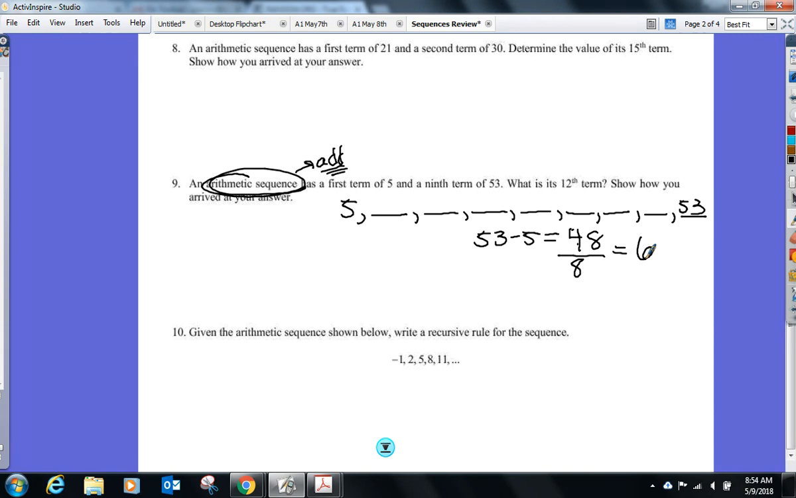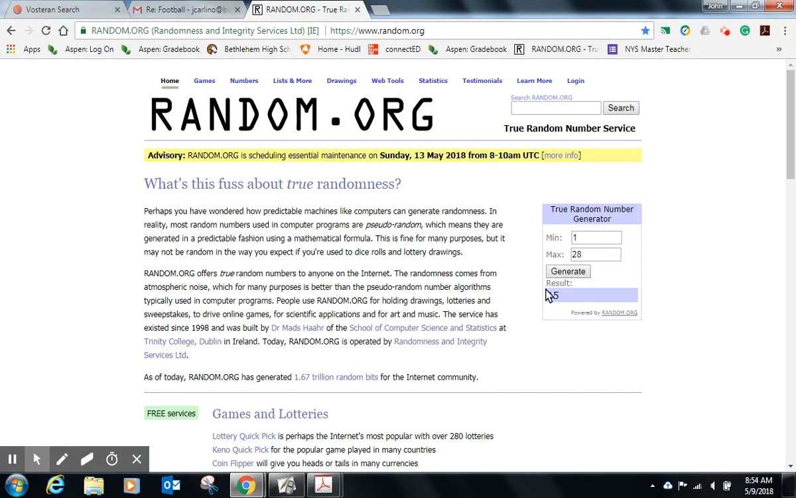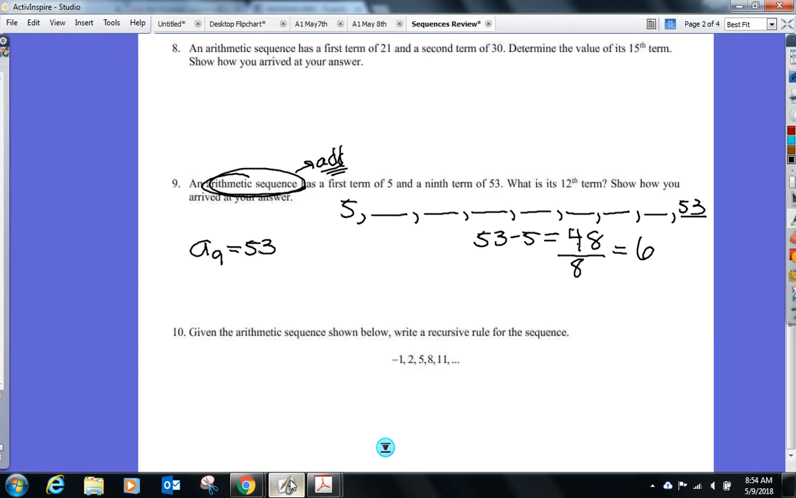Going to add 6 every time. Now can you find the 12th term pretty easily now? Ninth term was, here you go, ninth term was 53. Get to the 12th term with me.